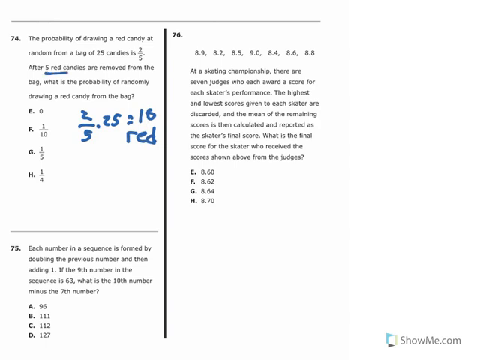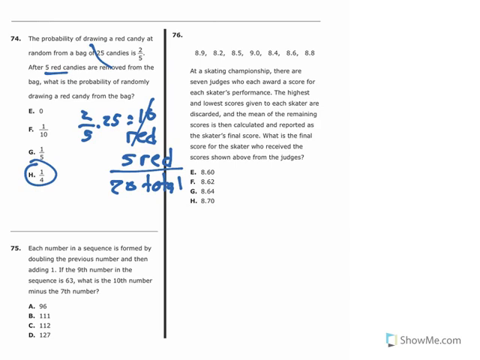So now it says 10 red candies are removed, right? So now there's going to be 5 red. But the total number is obviously going to decrease by 5 as well. So there's not 25 candies anymore. There's 20 total candies. Meaning the probability is going to be 5/20, which is going to be 1/4.